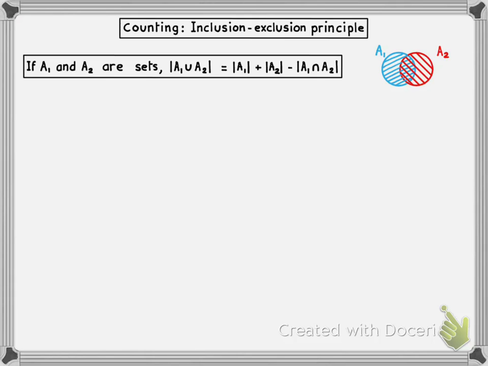Now here's the problem. All of the elements that are in the intersection of A1 and A2 have been counted twice. Notice they are both in blue and in red. And that is the reason why we need to remove one copy of all of these elements. And how many of them are there? Well, the cardinality of the intersection. So this is the intuition for why this principle holds, and it's called the inclusion-exclusion principle, because you first include all of the elements in blue and then all of the elements in red, and then you exclude one set of the elements in the intersection.